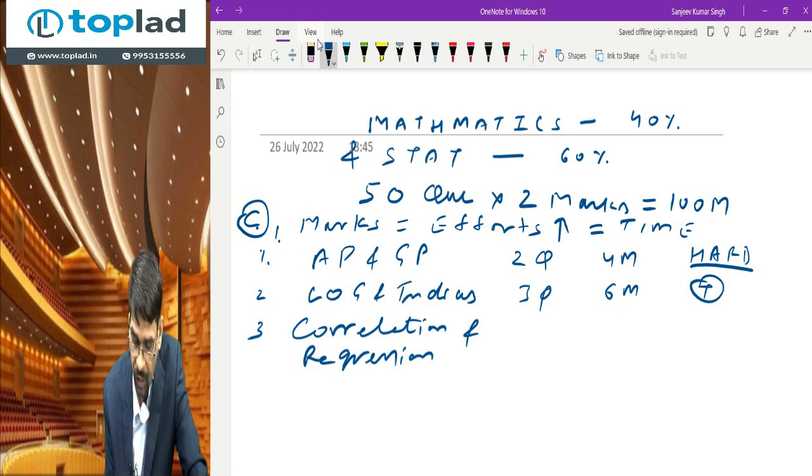Okay, around 7 to 8 questions asked from this chapter, means 14 marks. But this is also, students feel like tough. This is tough.